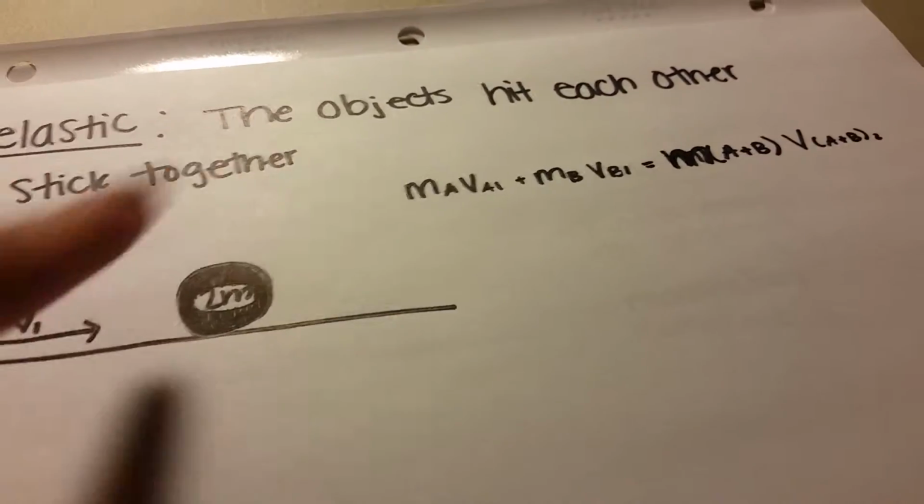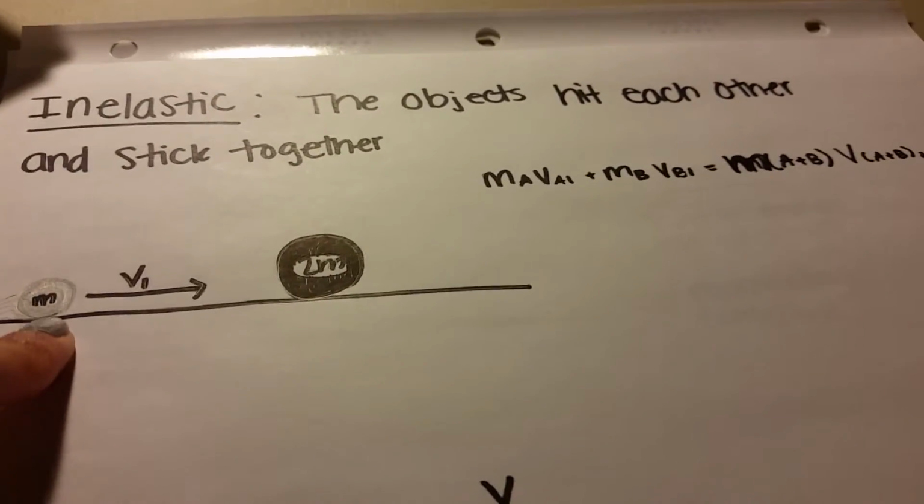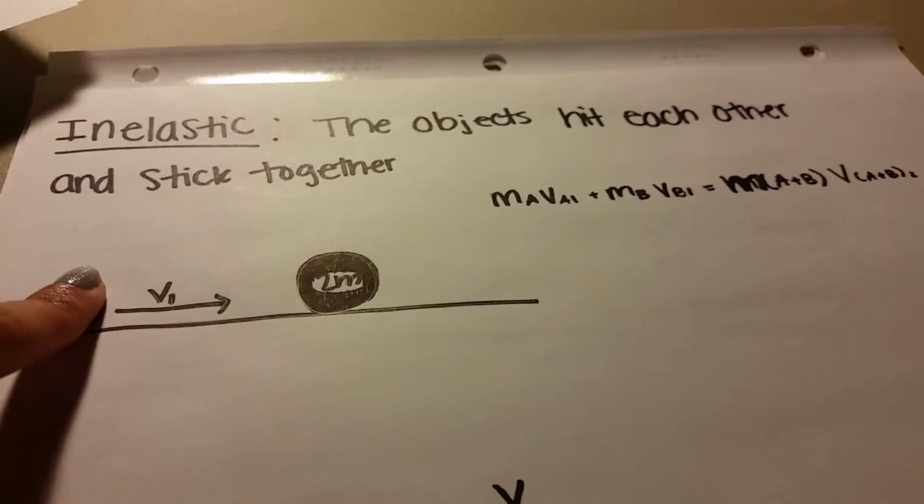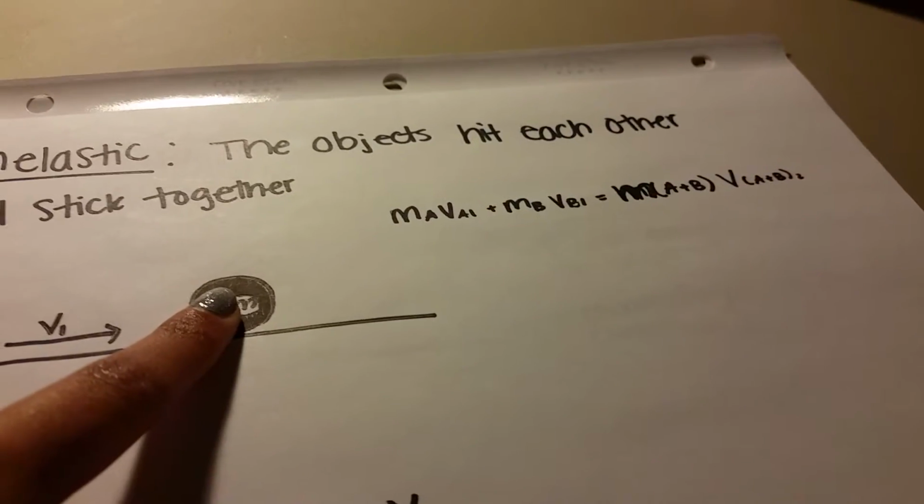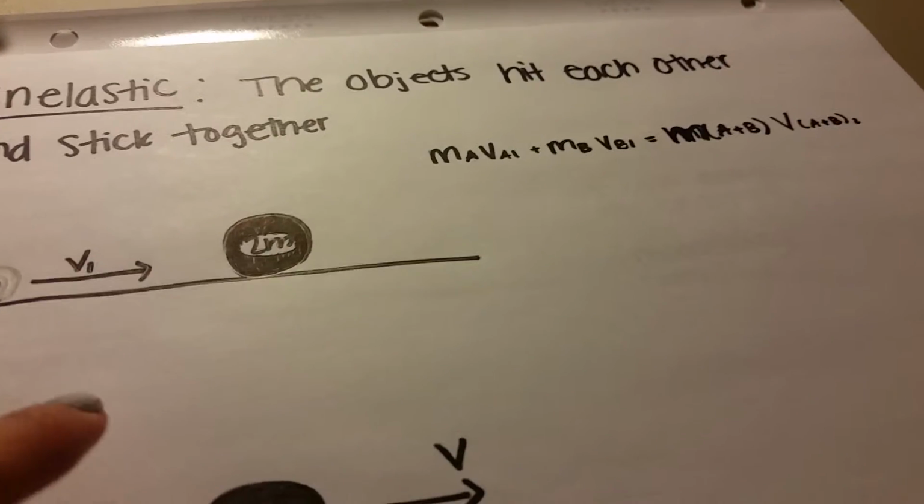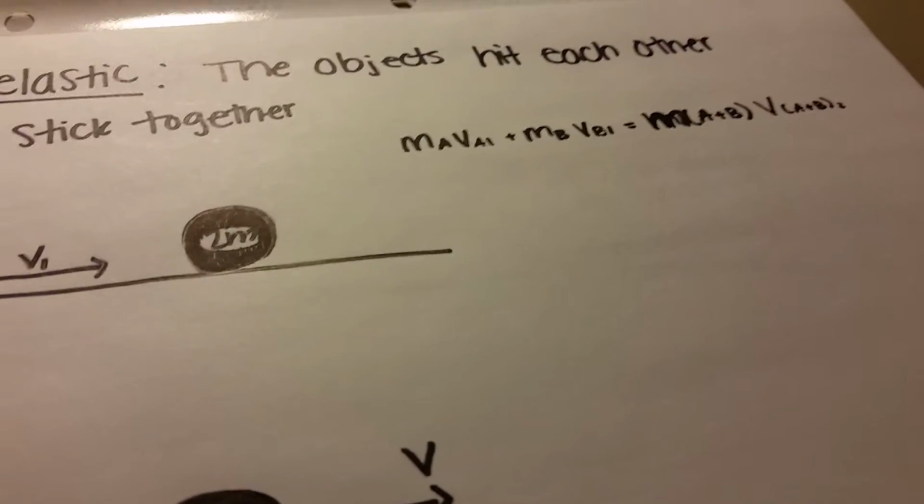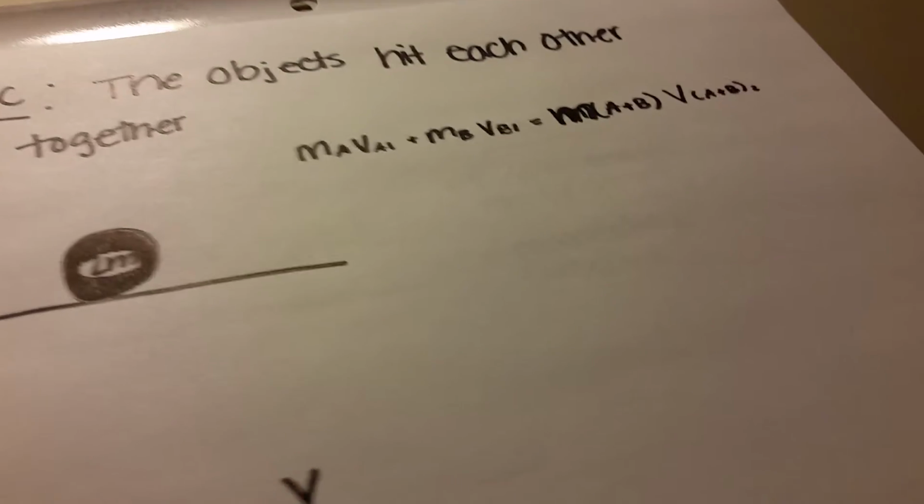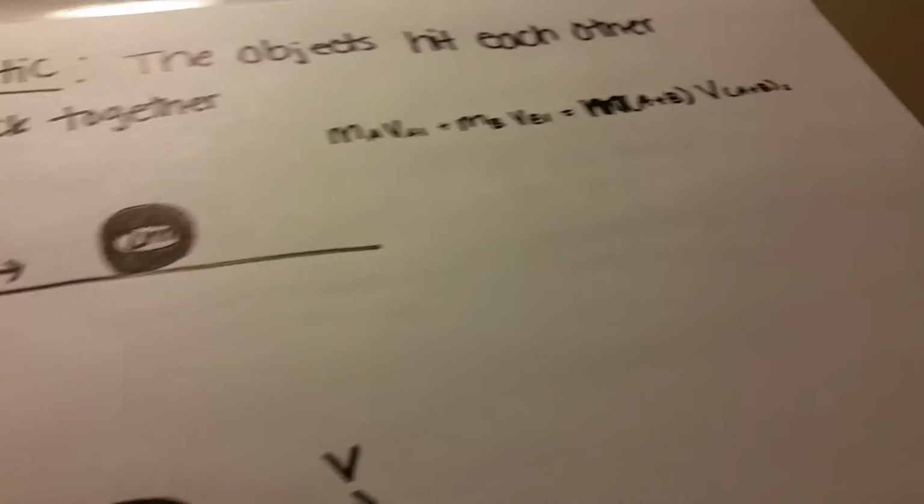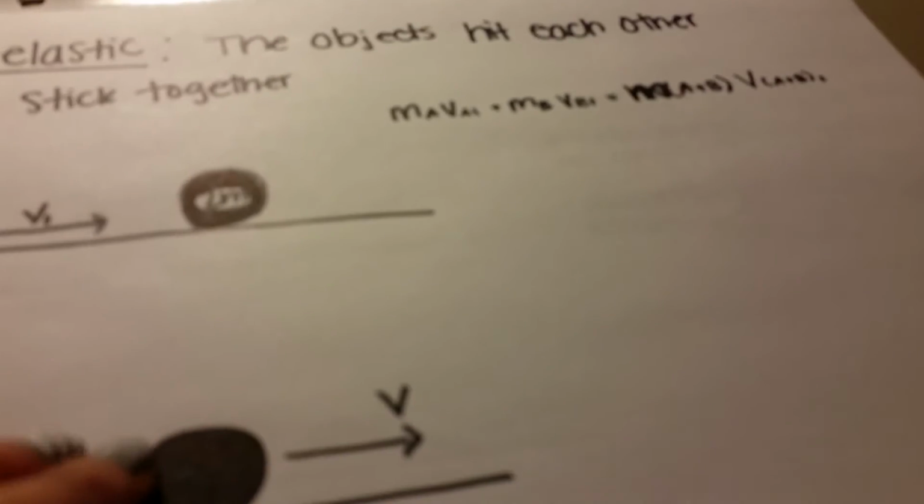So just remember that. And then the equation for this is the mass of A times the velocity of A initially, plus the mass of B times the velocity of B initially, equals the mass of A plus B, multiplied by the second velocity of A plus B.